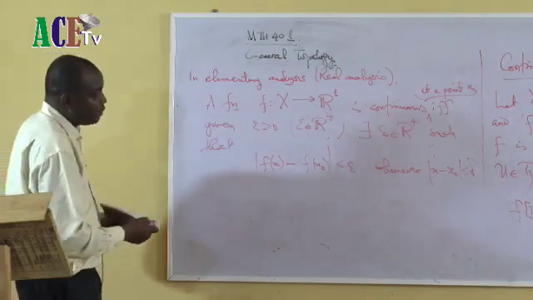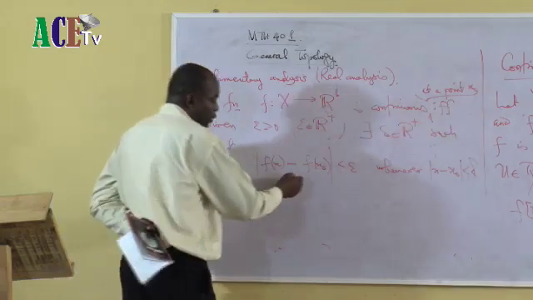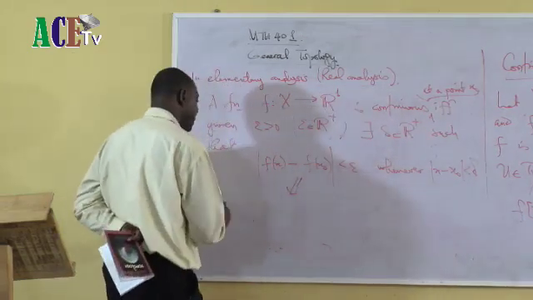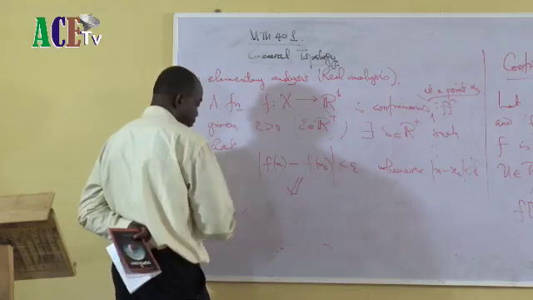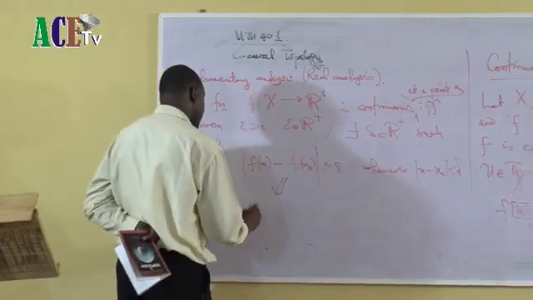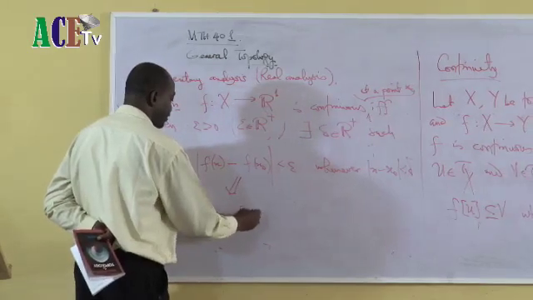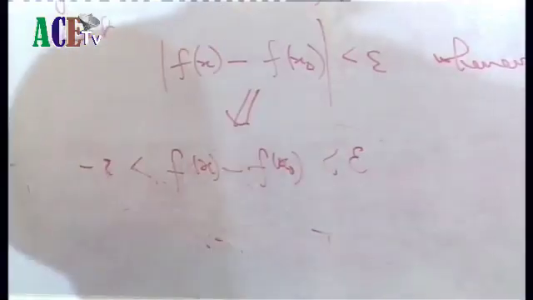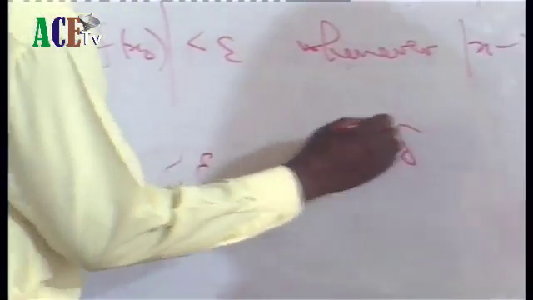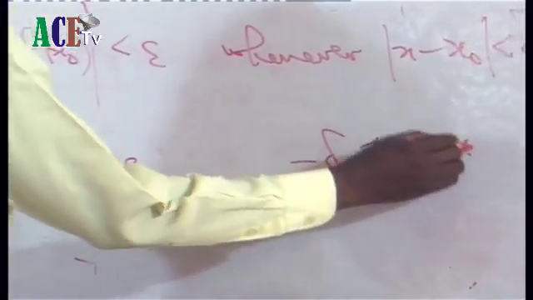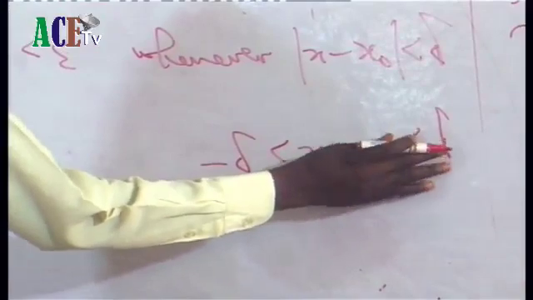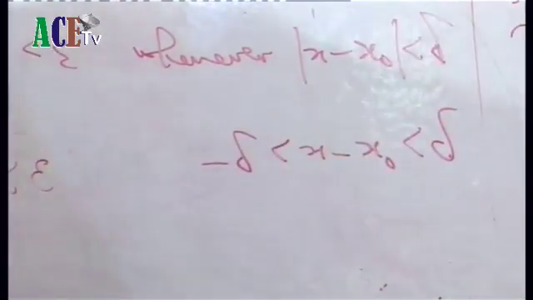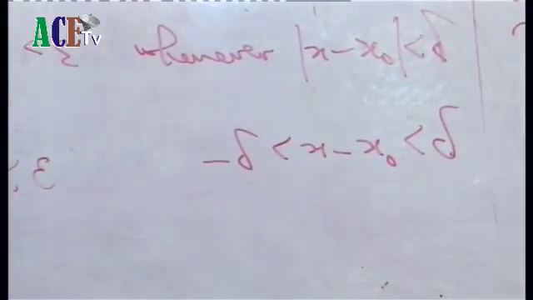This particular inequality that we have here can be written as minus epsilon less than f(x) minus f(x naught) less than epsilon. Okay? And this can also be written as minus delta less than x minus x naught less than positive delta there. Okay? Now, if I decide to add f(x naught) across, we have this.